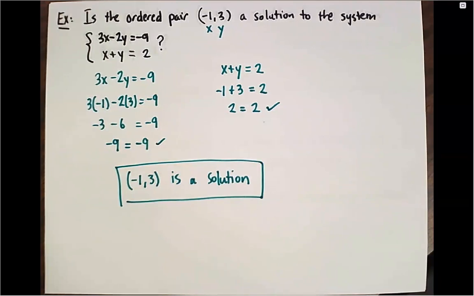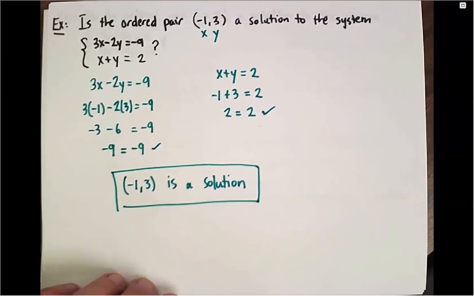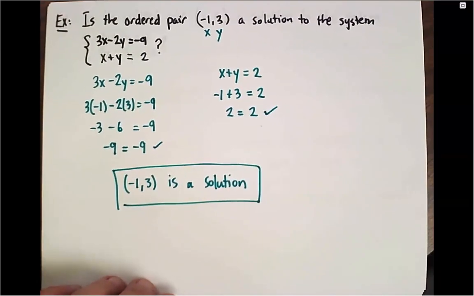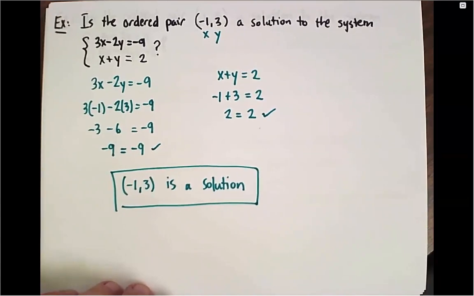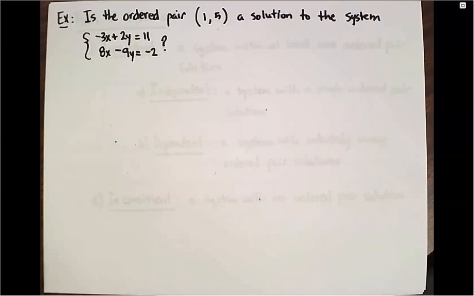This is called verifying. We verified that the ordered pair is a solution to the system. And you'll do this on the homework, at least 2 or 3 times.